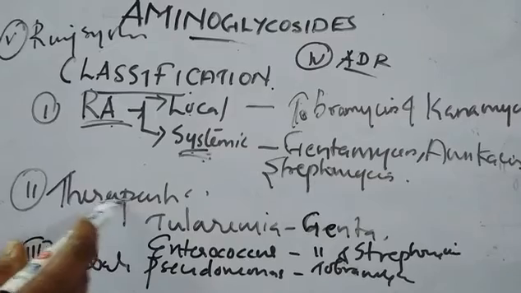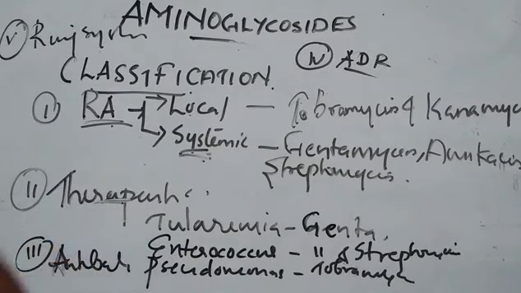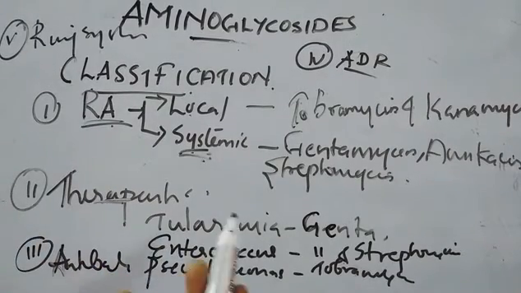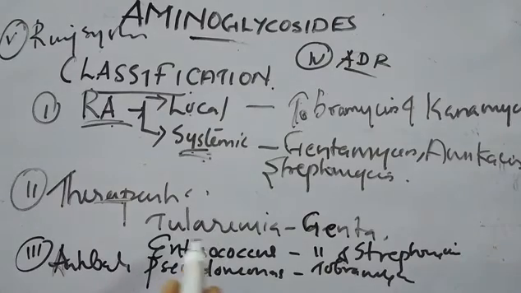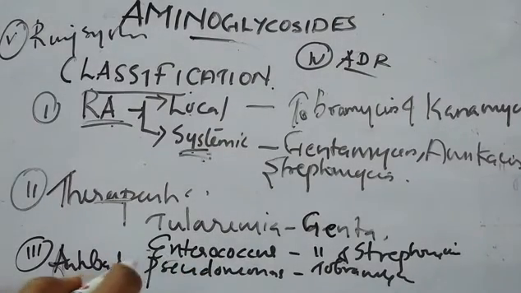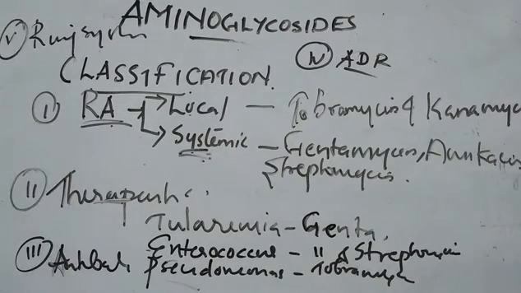And the therapeutic type of classification is for which infection it is mainly given. For tularemia, streptomycin can be given, but especially for that we can give gentamicin. Then for enterococcus infection we can give gentamicin as well as streptomycin, and for pseudomonas infection we can give tobramycin as the drug of choice.